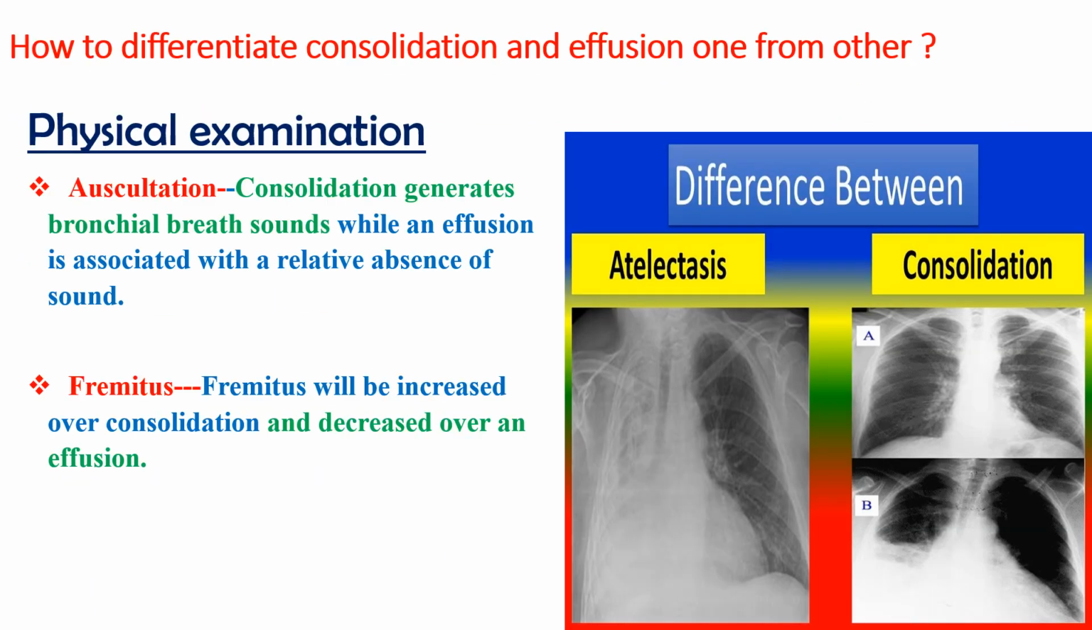On physical examination, consolidation generates bronchial breath sound on auscultation, while an effusion is associated with a relative absence of sound or decreased air entry. Consolidation causes BBS, or bronchial breath sound, while effusion causes decreased or absent air entry. Fremitus will be increased over consolidation and decreased over an effusion. Tactile fremitus is increased over consolidation and decreased over effusion.